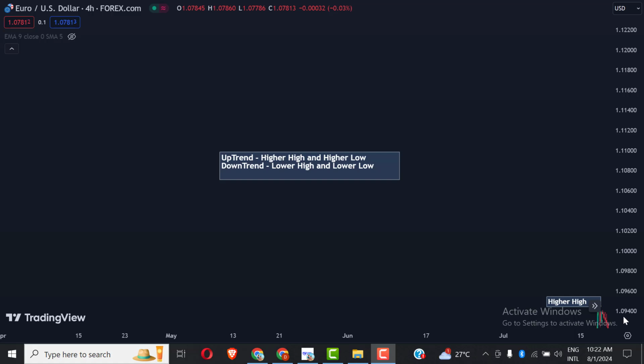A lot of people look at market structure in different time frames. Maybe some people like 1 hour, some like 15 minutes, some like 5 minutes. For me, I like the 4 hours. It gives me more clear direction and it helps me actually see how the market works.